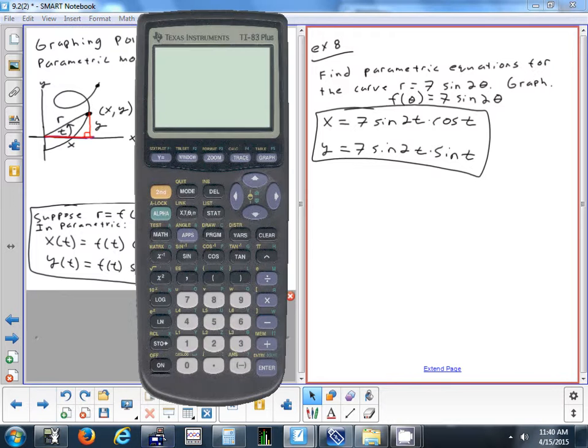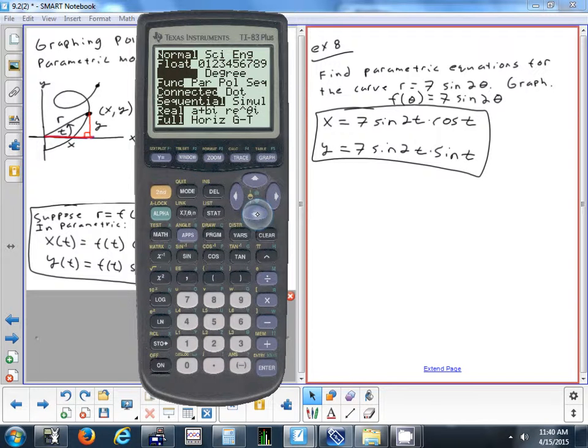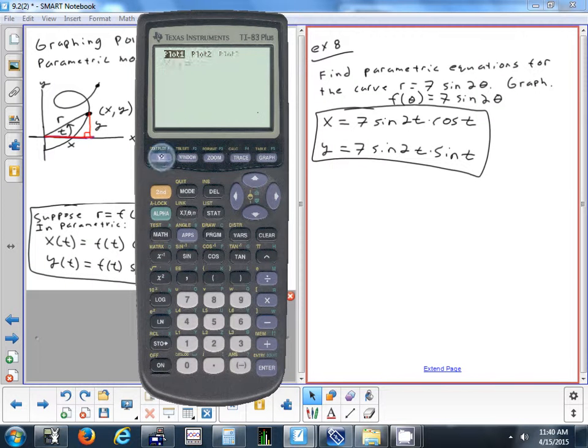let's graph that. Okay, I'm going to graph it on this one. All right, so I'm going to change to parametric. Type in 7 sine 2t cosine t. Okay, for the other one, I'll type in 7 sine 2t sine t. Don't try to get fancy and combine the sine 2t with the sine t. They're different arguments, so you can't write sine squared or anything like that. Okay, and then do zoom 6.